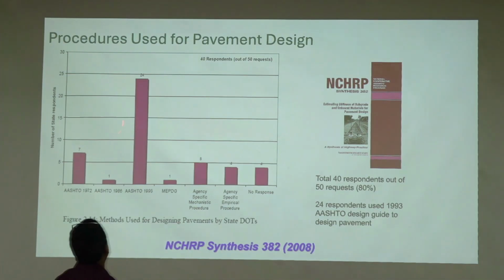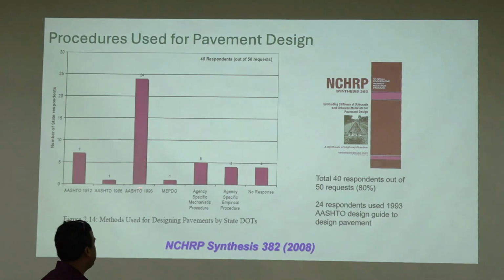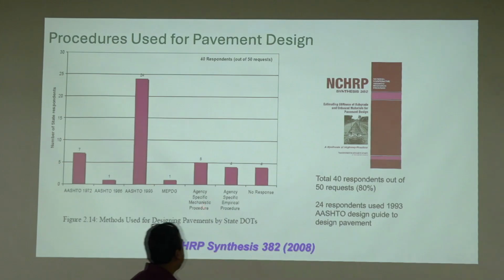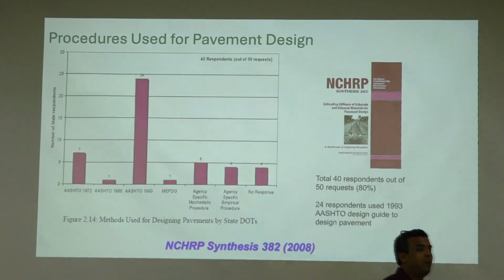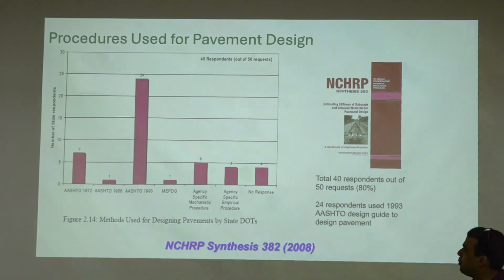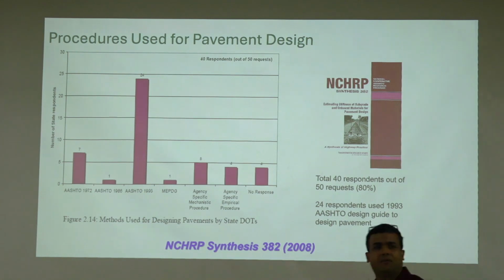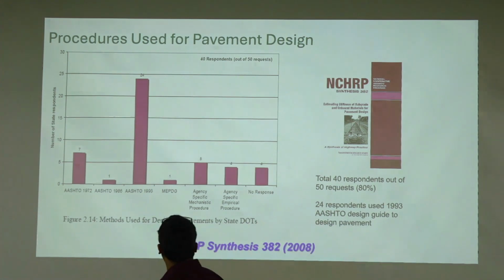People said that for the procedure used for pavement design, some were still using 1972 AASHTO. A lot of people use 1993 AASHTO. MEPDG was only one agency. Agency-specific mechanistic procedures, and then no response and stuff like that. So what I'm trying to say, the numbers have probably changed. This exact survey probably has not been done over the last 10-15 years, so I don't know the exact results. If somebody did it, you can pull it up.